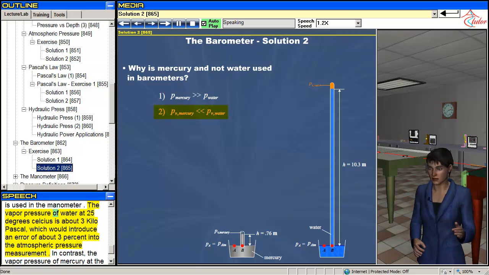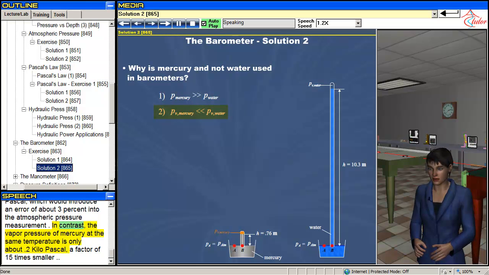The vapor pressure of water at 25 degrees Celsius is about 3 kPa, which would introduce an error of about 3% into the atmospheric pressure measurement. In contrast, the vapor pressure of mercury at the same temperature is only about 0.2 kPa, a factor of 15 times smaller.